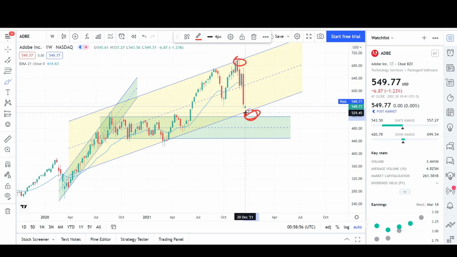But as of right now, it looks like they want to pull back to the upper side of this previous range breakout, which is right around between the 510 and 515 level. So I think that's what they're headed for in the short term. So that's all I have for Adobe.